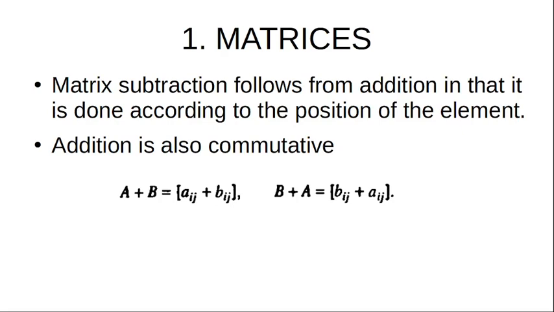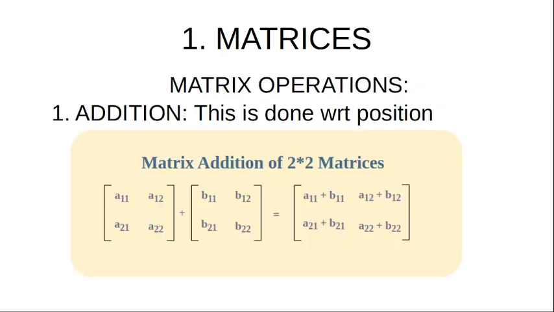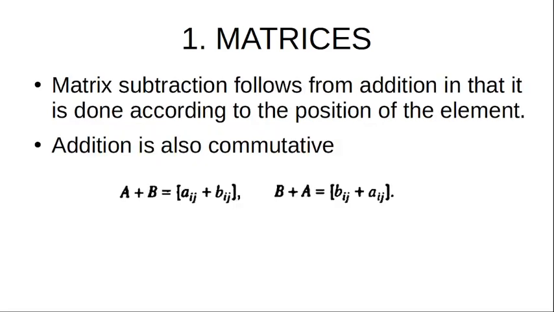Matrix subtraction also follows from addition. It's done in the same way, but we just subtract. And one thing that has to be noted is that addition is commutative, meaning that A plus B equals B plus A. In notational form, to reduce the complexity, we use i and j, and you can see Aij plus Bij. That means that if you have matrix A and B, we add A11 plus B11, A12 plus B12. You see i and j, they must correspond.